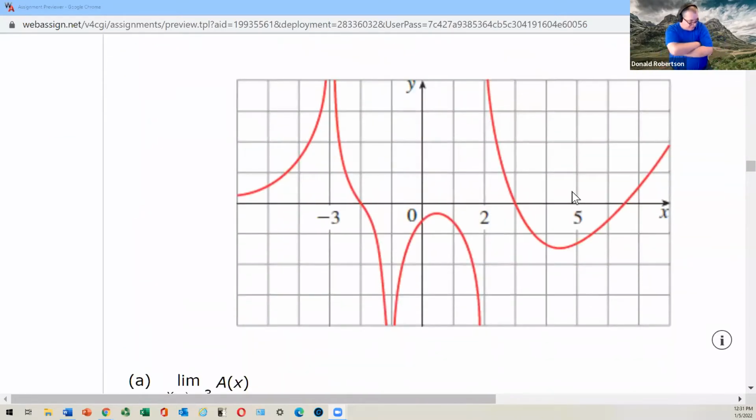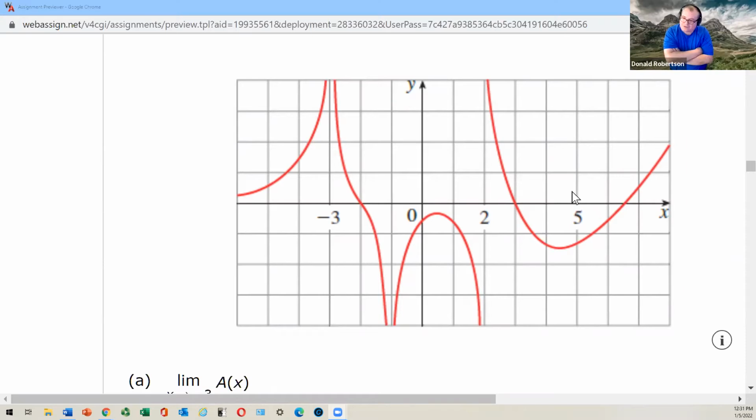Okay, here's one with some infinities in it. What is the overall limit as x tends to -3? Positive infinity. Overall limit as x tends to -1. Negative infinity. Agreed. Overall limit as x tends to 2. Does not exist. Left limit as x tends to 2. Negative infinity. Right.